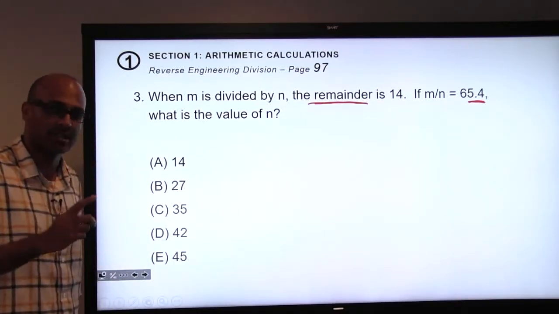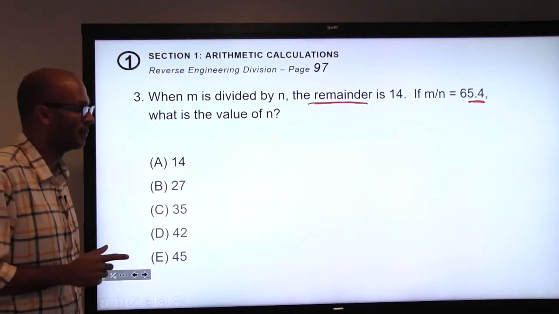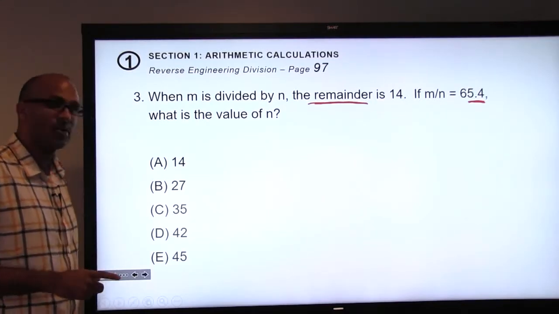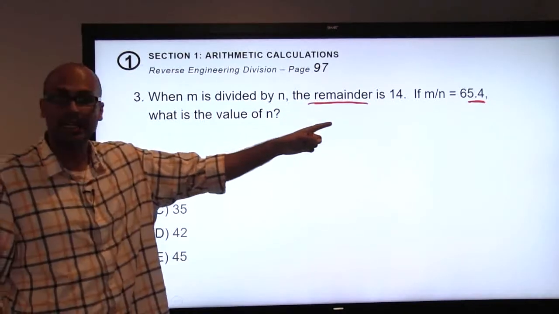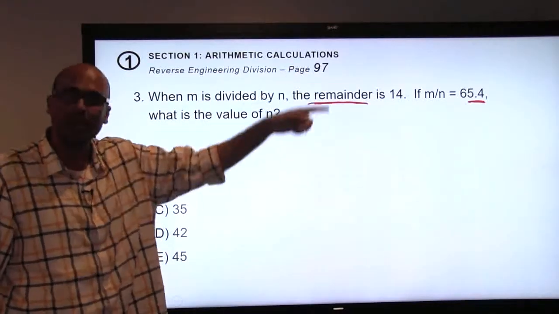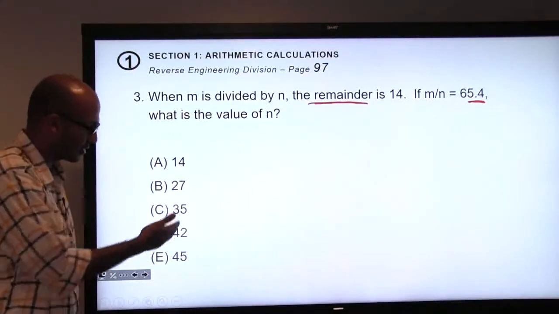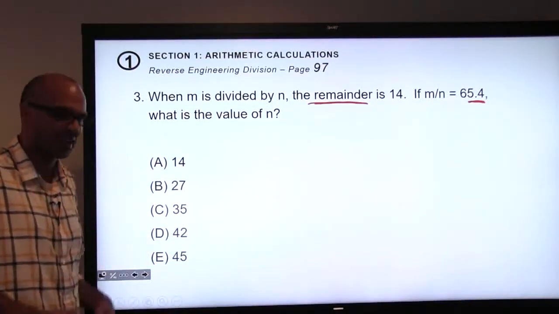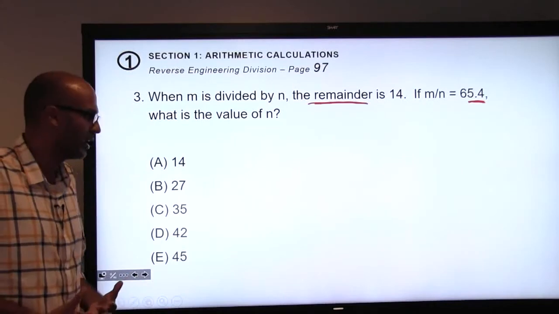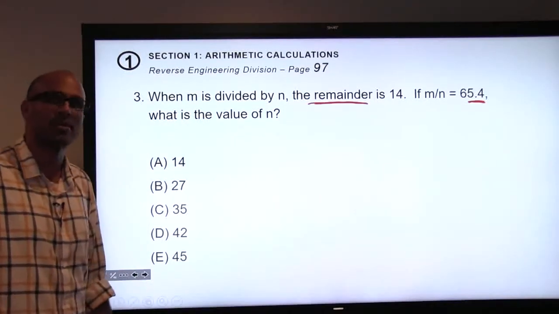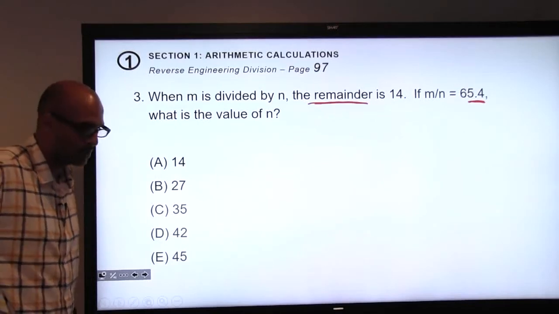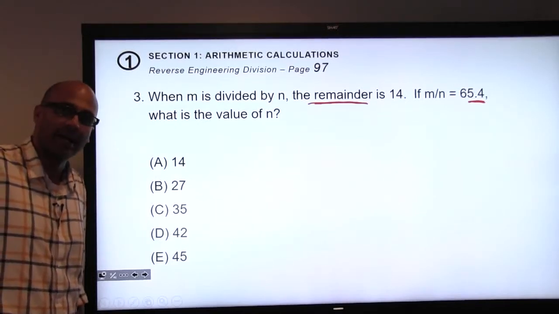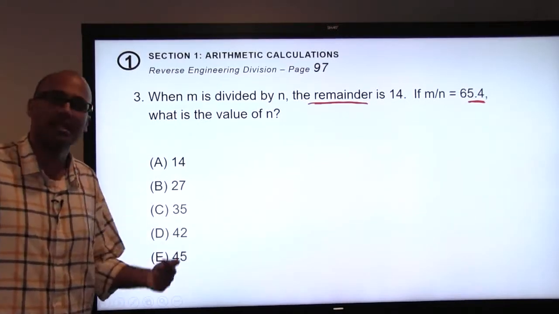Now, let me ask you this to get this question moving. If any of you used numbers other than a 14, a 65, a 0.4, a 27, 35, 42, 45, I'm talking about some simple numbers to figure out what the relationship here is with the remainder and decimals. What numbers did you use? I would be really interested to know. That, I think, is the first step to figuring this out.